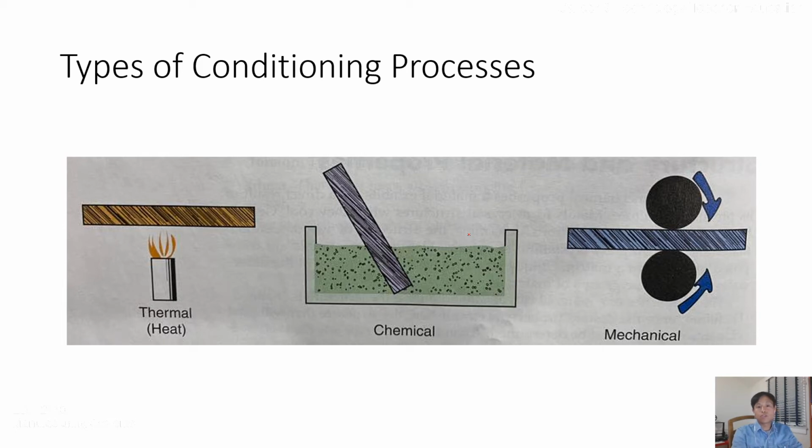All right, so there are three types of conditioning: thermal, chemical, and mechanical. Among the three, for metal products in general, we use lots of thermal conditioning processes, and I also want to explain more about those three processes in this lecture.